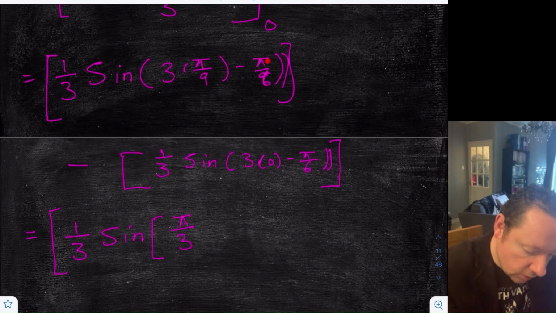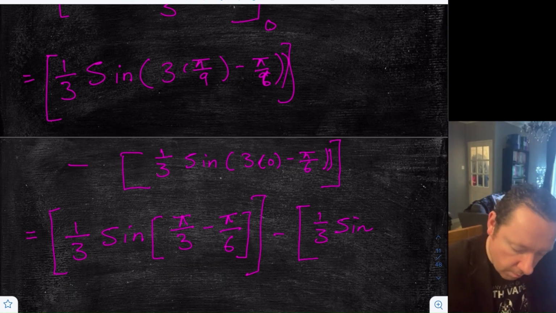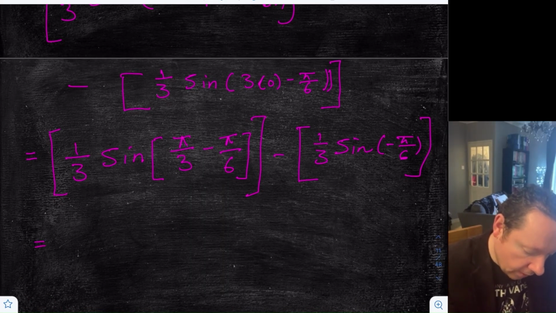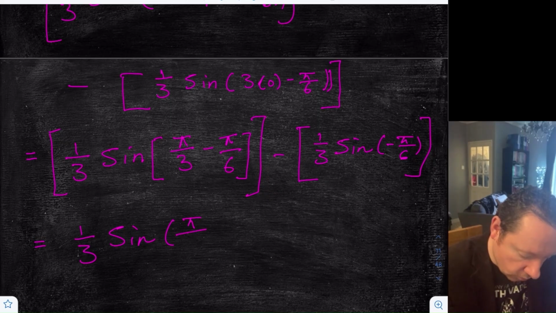And then our pi over 6, we can think of that as minus pi over 6. Take away 1/3 of sine. And then 3 nothings is nothing, so it's just minus pi over 6. So that gives me 1/3 of the sine of, well, pi over 3 is 2 pi over 6, minus pi over 6 is pi over 6. So we've just got pi over 6 now. Take away 1/3 of the sine of minus pi over 6.